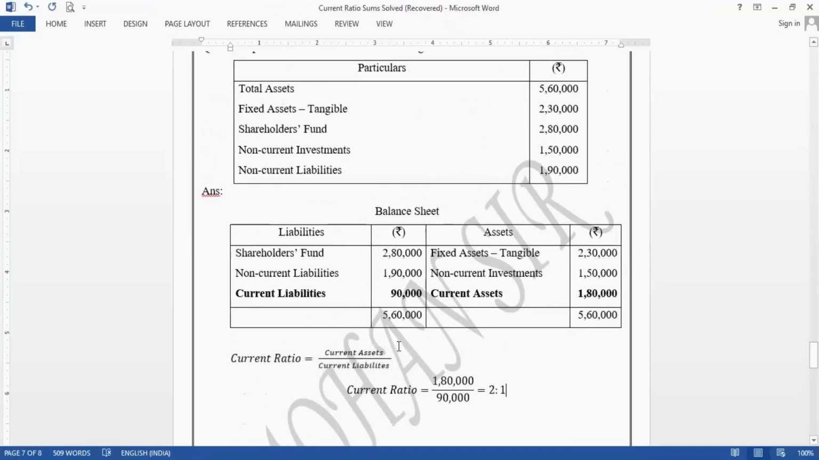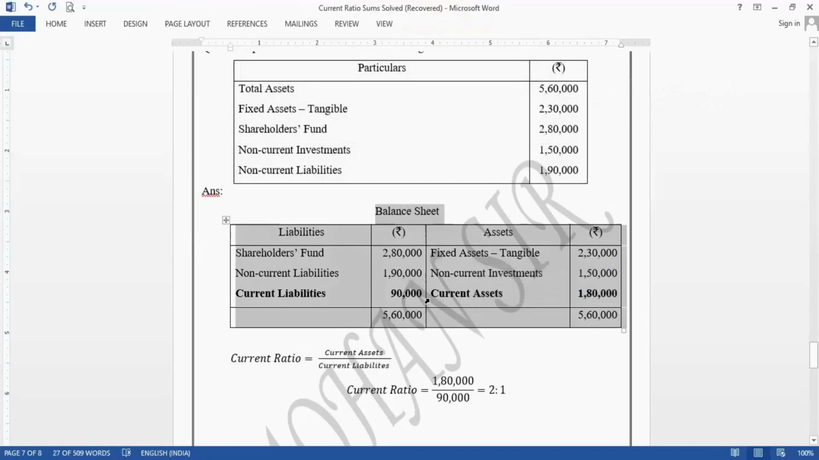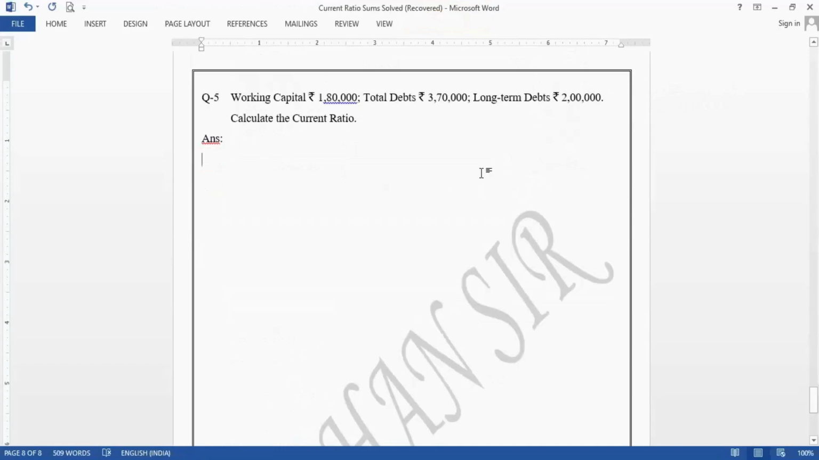We have to understand that whenever the particulars are given, total assets, fixed assets, shareholders fund, all these things, let us prepare the balance sheet in T shape, which will help us a lot to calculate the current assets and current liabilities, and we can place the values and get the answer. The next sum is again to calculate the current ratio, but the information given is working capital, that is 1,80,000, total debts 3,70,000, and long-term debt is rupees 2 lakh.